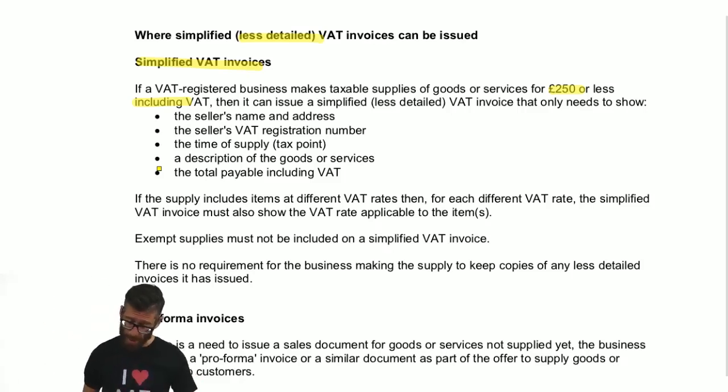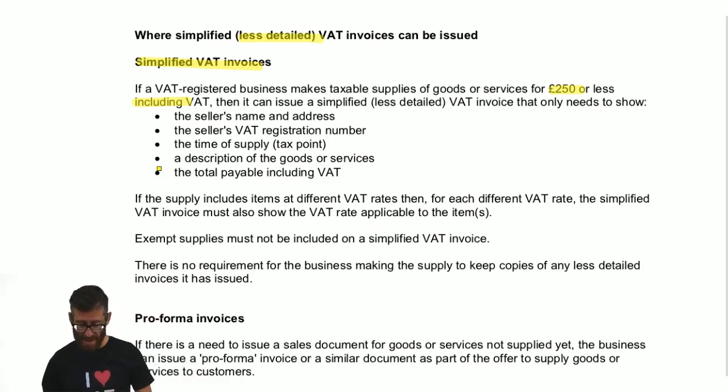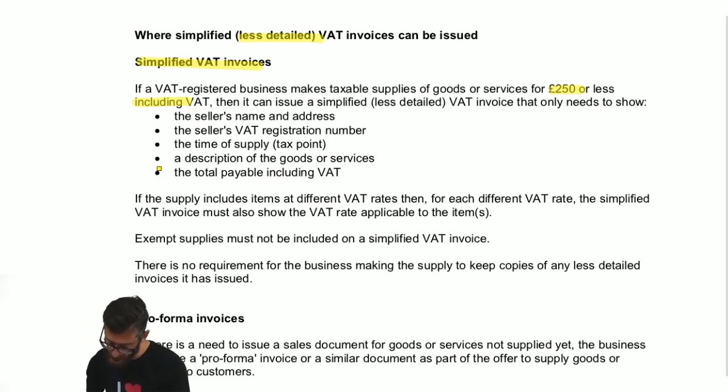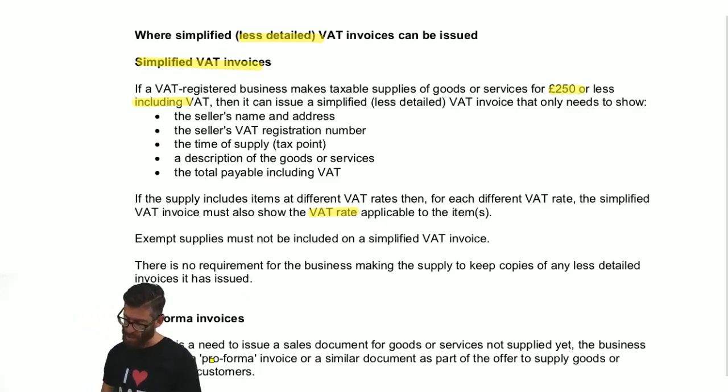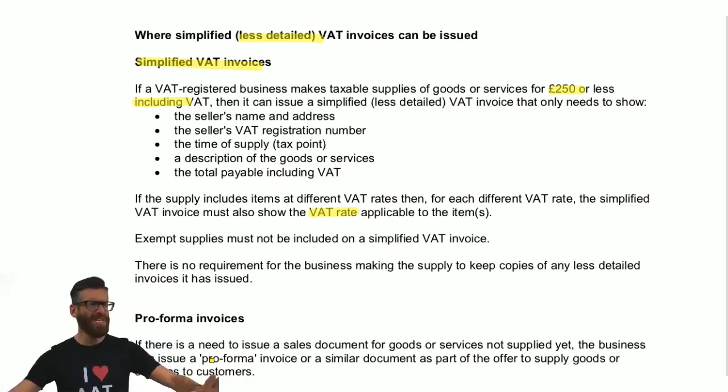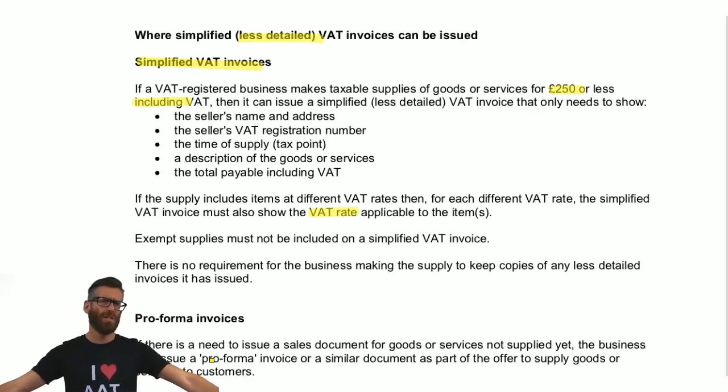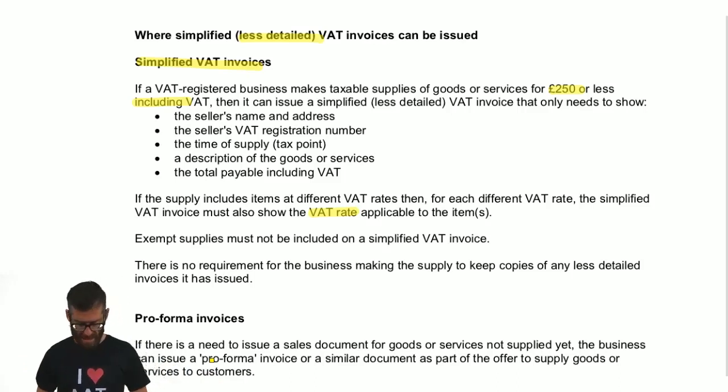If the supply includes items at different VAT rates, then for each different VAT rate, the simplified VAT invoice must show the VAT rate applicable. That doesn't impact our question. Exempt supplies must not be included on a simplified invoice. Well, we didn't have exempt supplies. We had zero rated and standard rated.